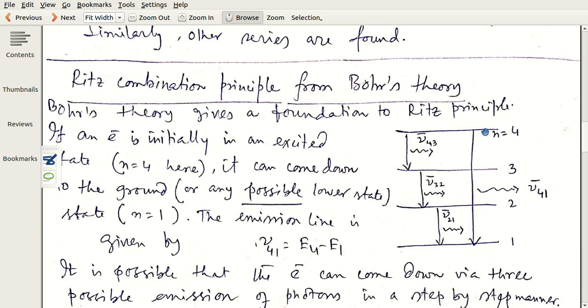So an electron can jump directly from 4 to 1. And in that case, the amount of energy emitted is given by, I have written it that the emission line is given by, and the same thing here, that nu 41 is the frequency, E4 minus E1, that is not correct. In fact, there is a mistake. This is h nu. The emission line, this is h nu, is E4 minus E1.